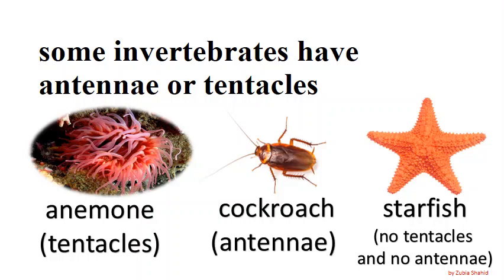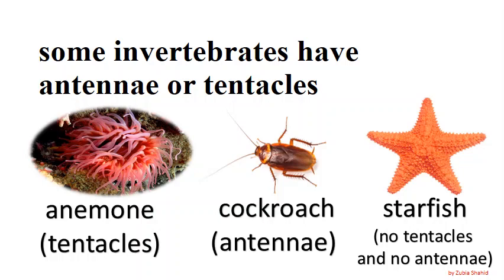For example, anemone, it has tentacles. What are tentacles? Tentacles are these types of outgrowths. They are attached to their body and they act like the arms we have in our body, which help them to swim, and help them to catch their prey as well.